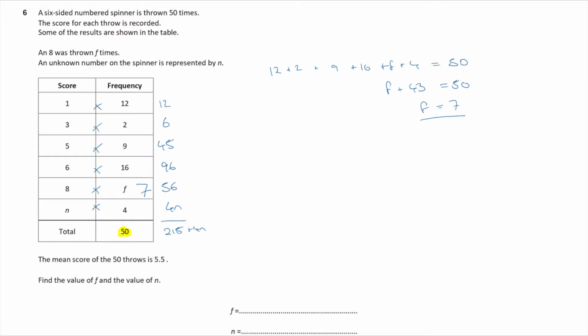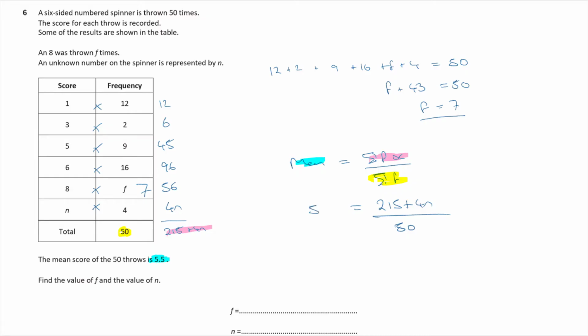Okay, now to find a mean, the mean is going to be the sum of the f times x values divided by the sum of the f values. So the sum of the x values that we found, that's this sum here, isn't it? So the 215 plus 4n. The sum of the frequencies, that was 50, wasn't it? So I'm going to put 50 in there. And we know the mean. Mean was given as 5.5. So that goes there then, doesn't it?